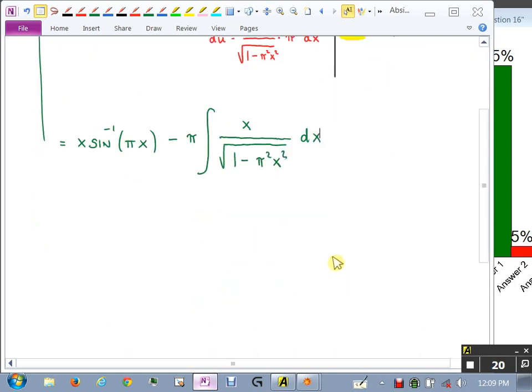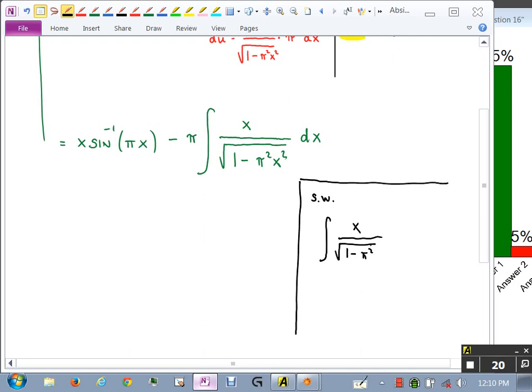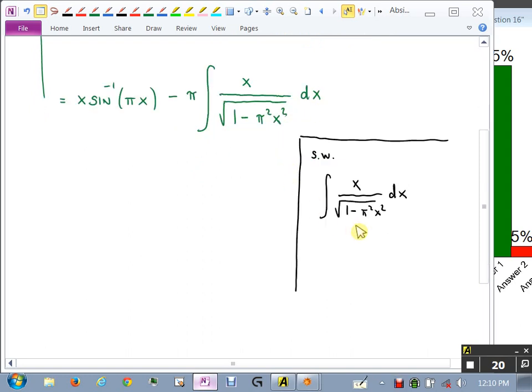So here's where I am. Now I'm going to do my scratch work over here on the side. I want to know what the antiderivative of x over square root of 1 minus pi squared x squared dx is. Notice that I'm just looking at this integral. I'm not even looking at the negative pi. I'm just going to figure out what the antiderivative of this is. Once I figure it out, I'll plug it in. So I said that we're going to attack this with u sub.